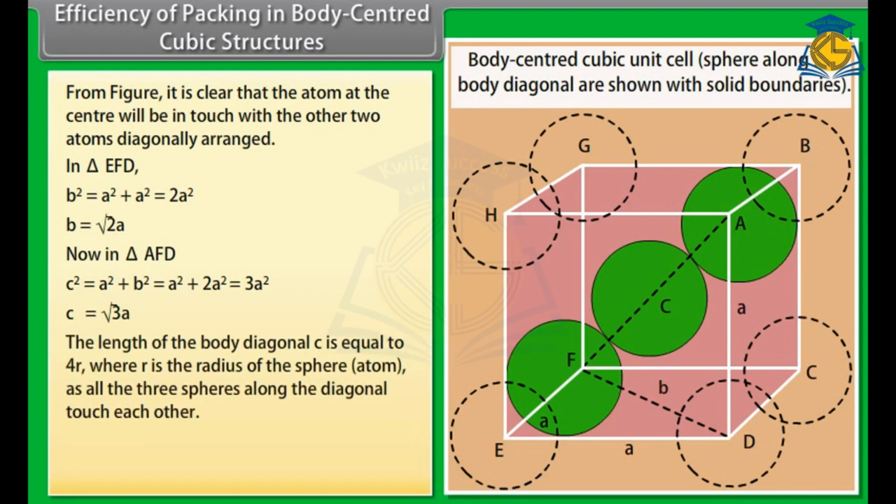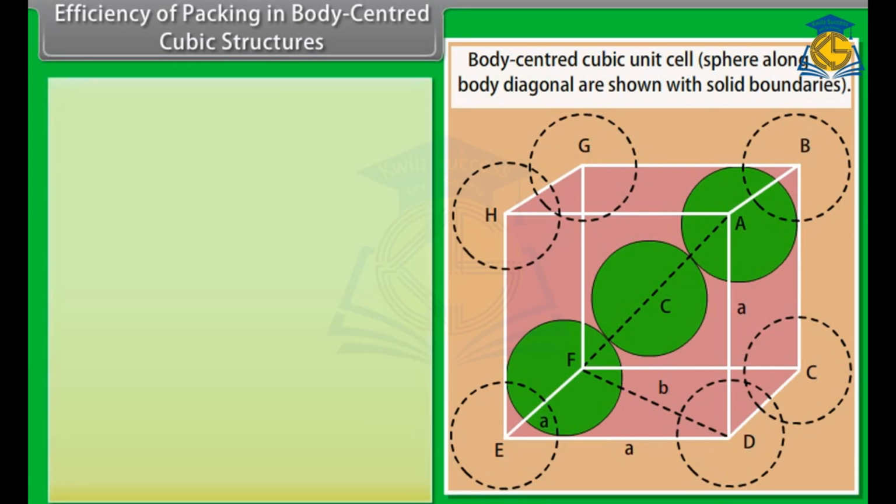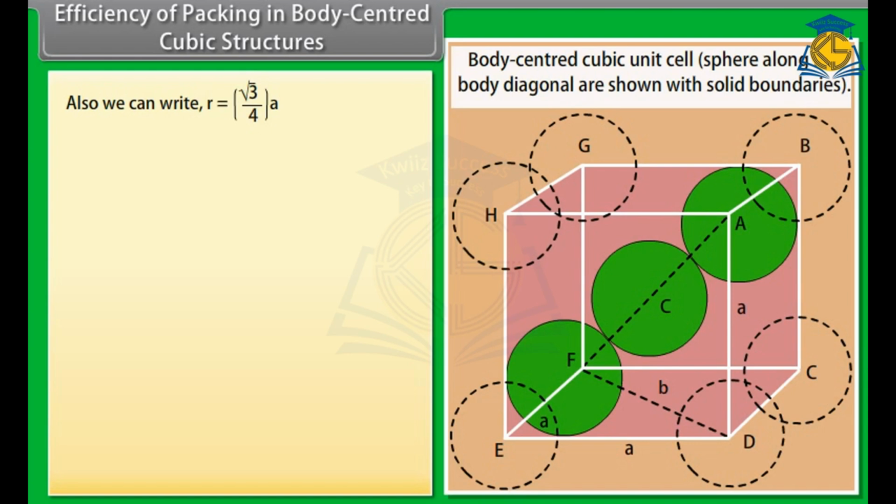The length of the body diagonal c is equal to 4r, where r is the radius of the sphere atom, as all the three spheres along the diagonal touch each other. Therefore, √3 a = 4r. a = 4r upon √3. Also, we can write r = √3 upon 4 a.